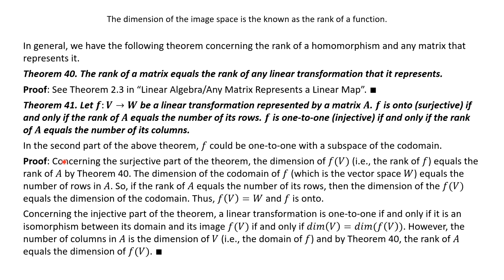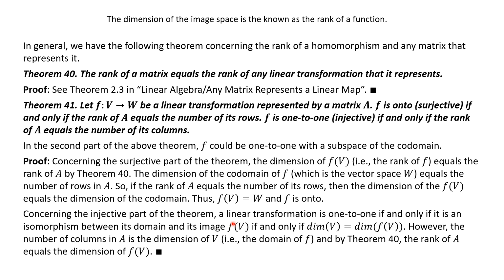All right, so let's look at the proof of the first part. Concerning the surjective part, the dimension of F of V, i.e. the rank of F, equals the rank of A by theorem 40. The dimension of the codomain of F, which is the vector space W, equals the number of rows in A. So if the rank of A equals the number of its rows, then the dimension of F of V equals the dimension of the codomain, i.e. F of V equals W and F is onto.